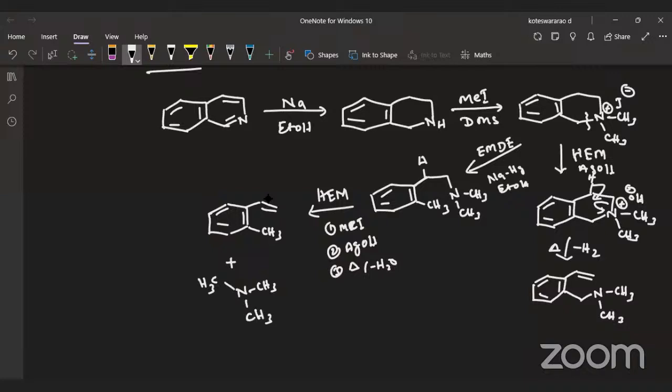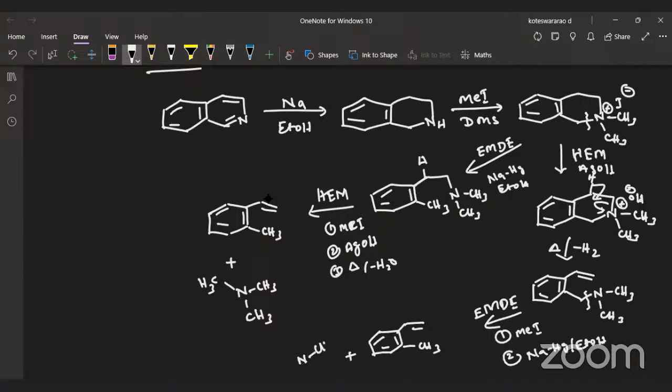N,N,N-trimethylamine. Again, here if we are conducting Emde, then this bond will be broken down. How is it? First you are treating with methyl iodide, right? And second, if you are going to treat with sodium amalgam in ethanol, then it leads to the formation of this one. Both are the same, but we are changing the sequence for understanding. Both will give the same. Right? Here also trimethylamine will be generated. That is the Emde degradation.